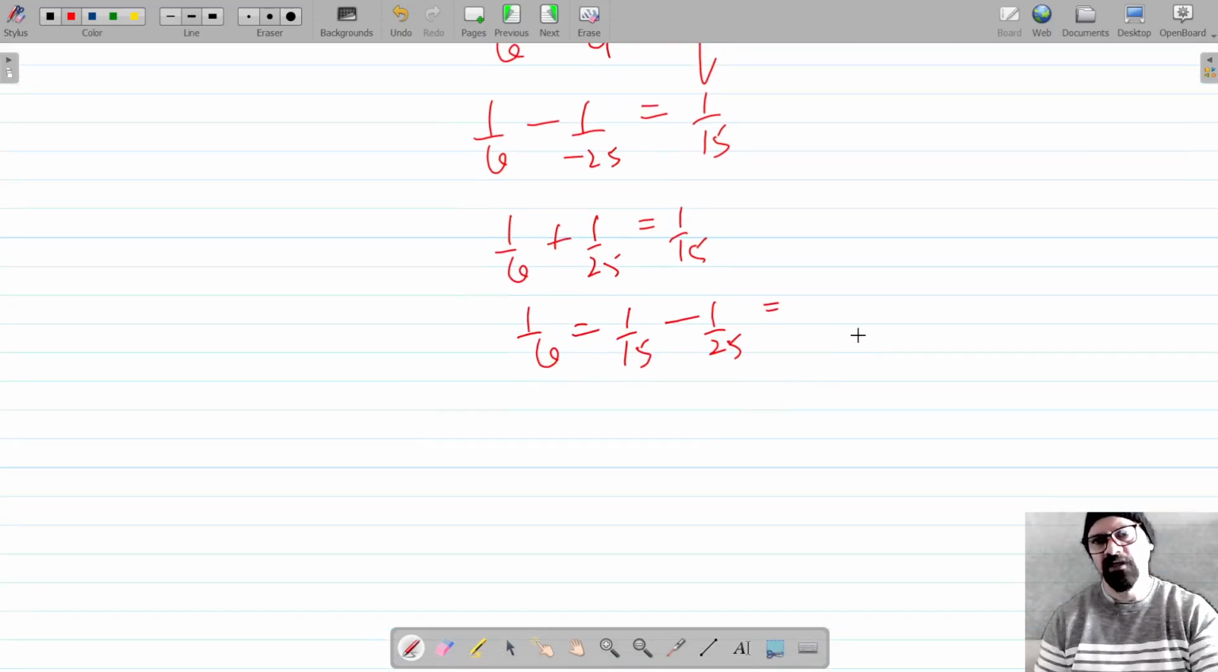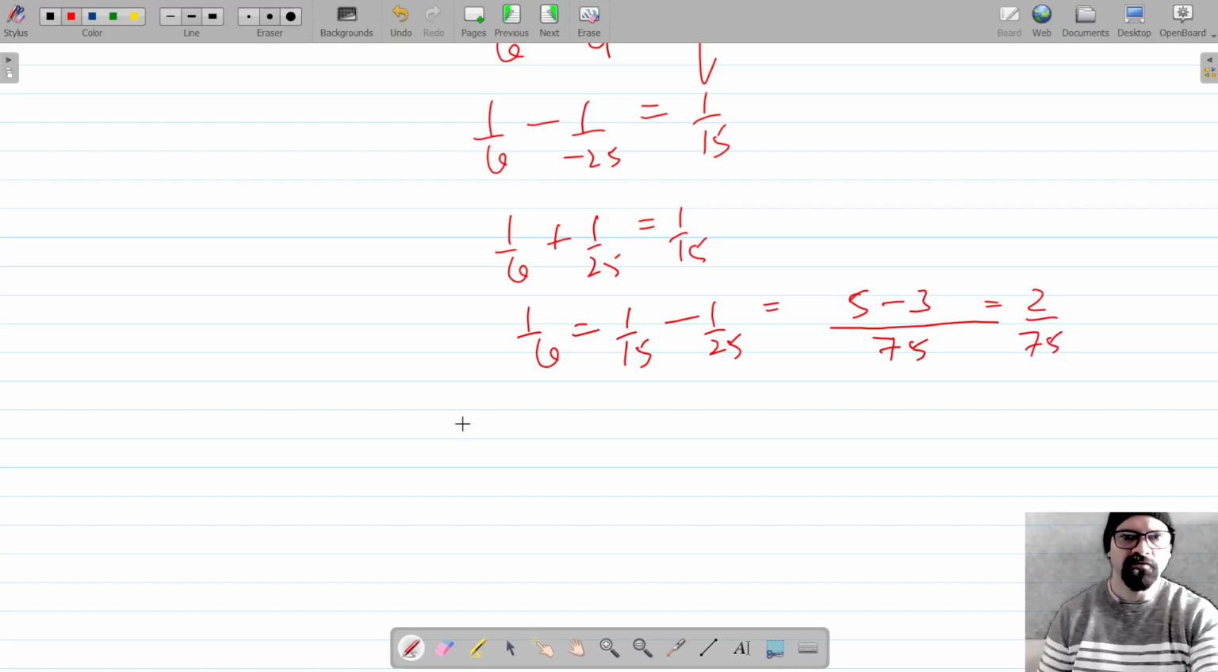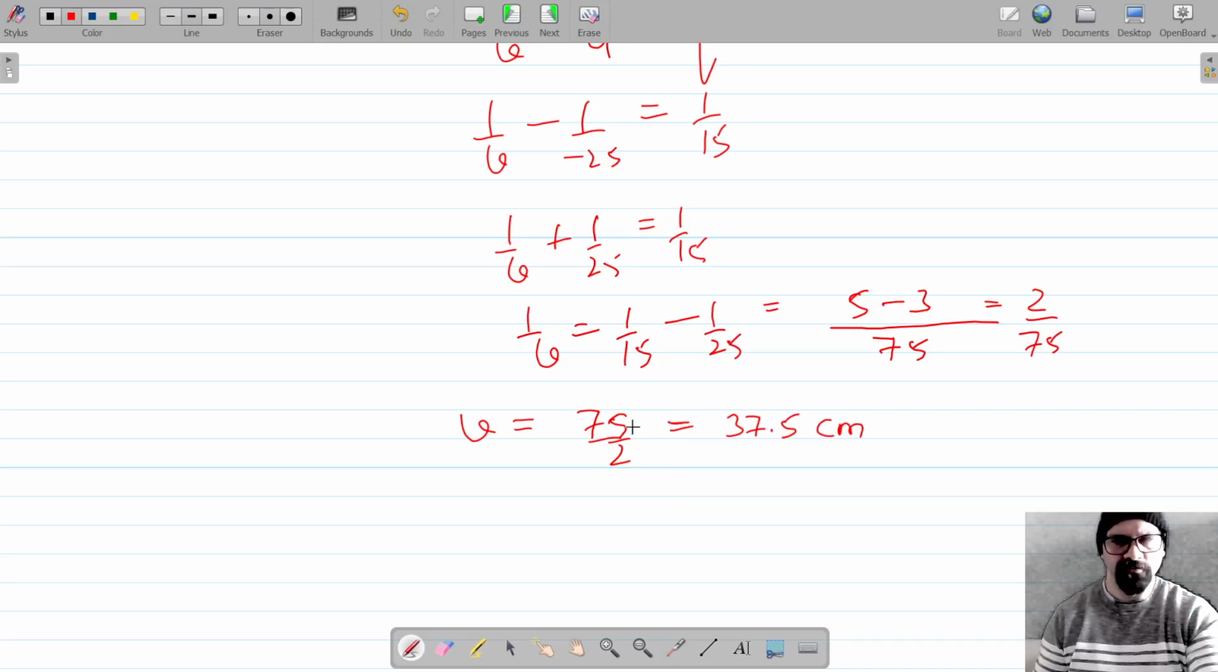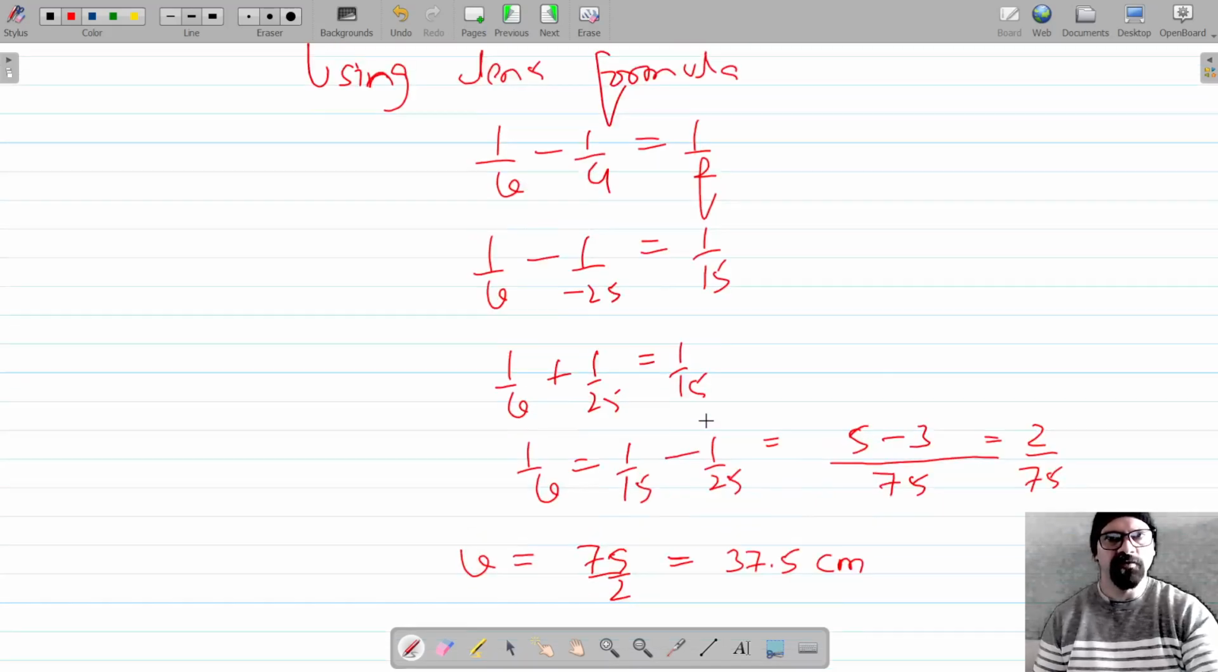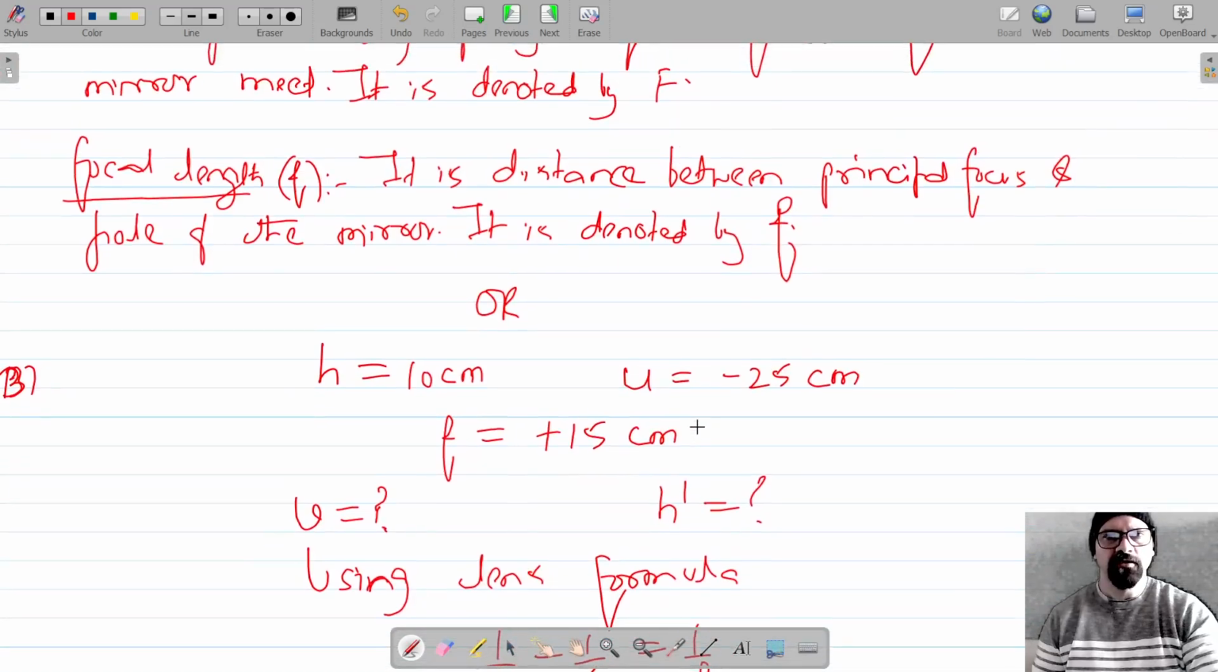So the LCM of 15 and 25 is 75. So this is 5 minus 3, which is 2 by 75. So that means v is equal to 75 by 2, that is equal to 37.5 centimeters. So the image is formed behind the lens, at a distance of 37.5 centimeter from the lens, on the other side of the lens. So we have got the image distance.